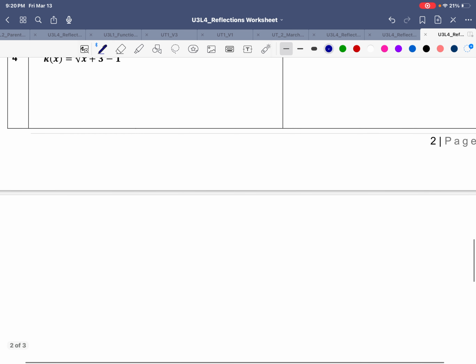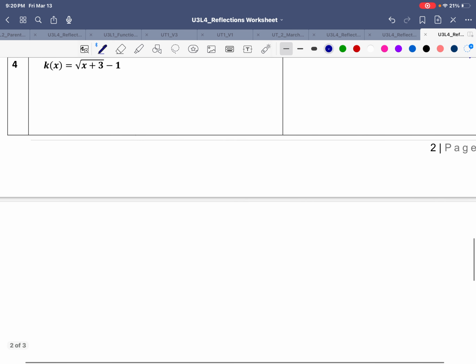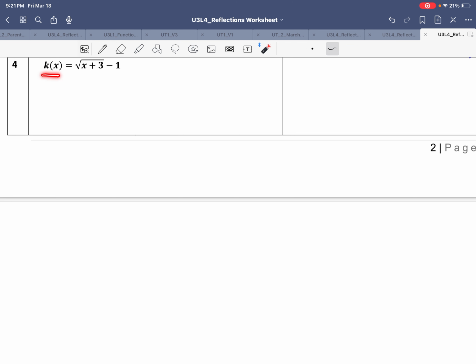Now, next we have a square root function. And notice how with practice we tend to do things a lot faster, and our brain processes information faster, and that's a form of intelligence, and we know that. Now, k(x) equals root of x plus 3 minus 1. We're trying to find k of negative x. So that means that we have the square root of negative x and then plus 3 minus 1.